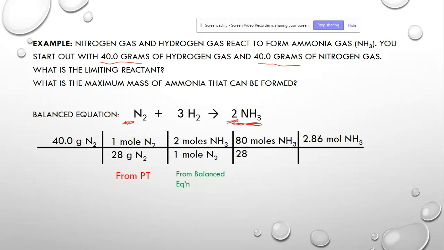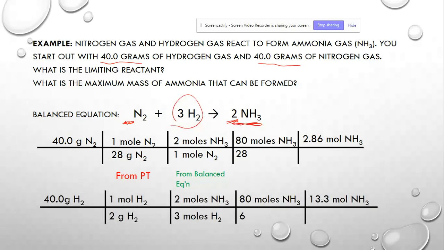So what we have here is how many moles of ammonia 40 grams of nitrogen can make. Now we need to go to the next one, the hydrogen, and see how much 40 grams of hydrogen can make. So 40 grams of hydrogen, using the periodic table, we'll have 2 grams of hydrogen for every mole of hydrogen. So we're getting out of grams into moles. Then we use the periodic table to do that. So then we can use the balanced equation to figure out how many moles of product we're going to get.